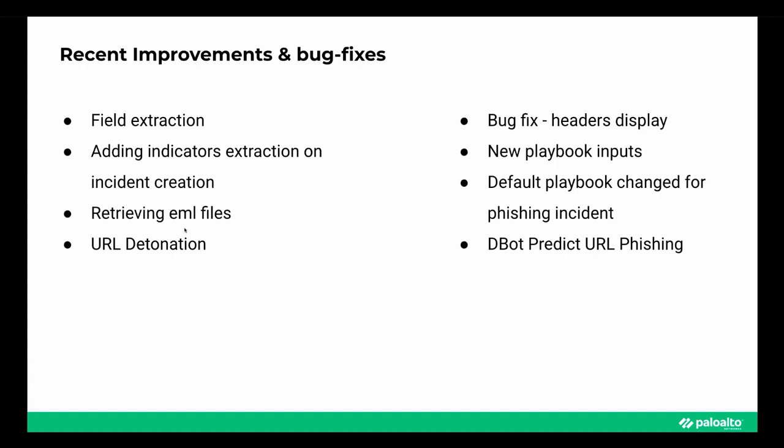One bug fix was for certain cases where the headers weren't displayed correctly in the layout. So we fixed it. There are some new playbook inputs in order to support the newly added additions. The default playbook has been changed for the phishing incident. So now the default playbook is Phishing Generic V3, the main playbook that Ido just showed you. And we also added a section for the debug predict URL phishing, which I'm going to present to you later.